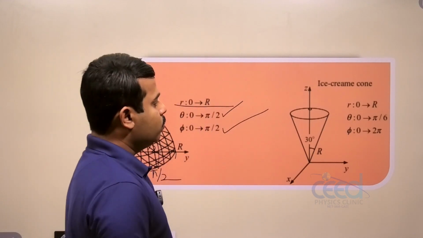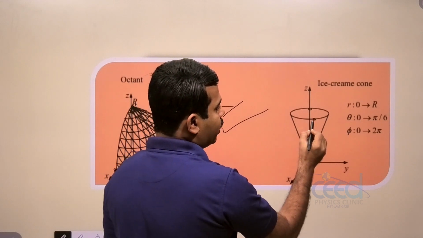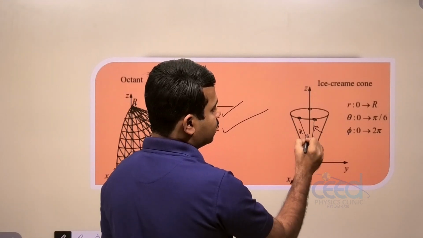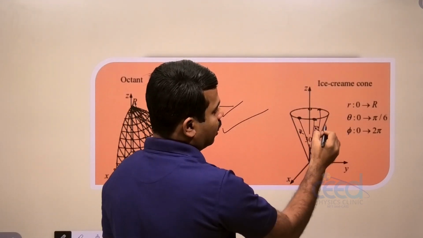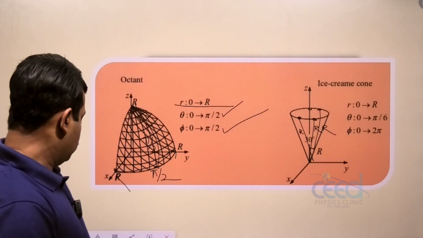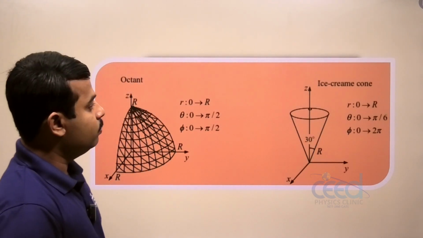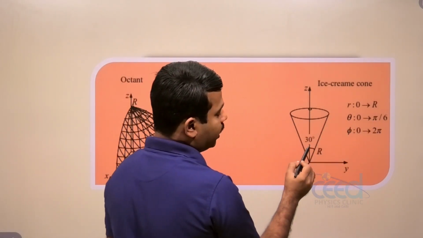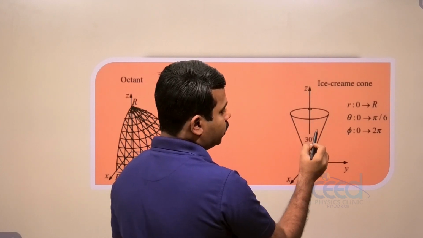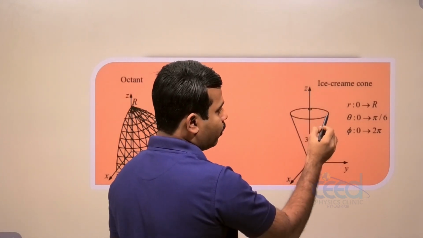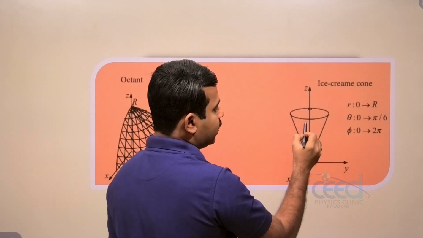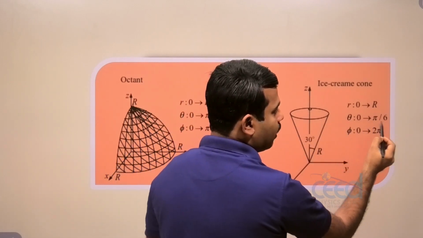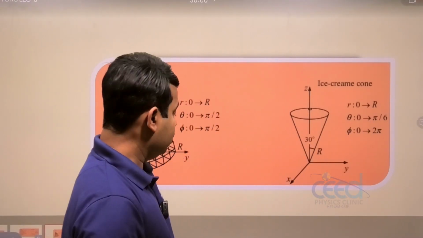Alright? Now this is a cone. Any point you take here, its distance from the origin is r, so the radius is varying from 0 to r. And theta, you take about this axis. For any point here, theta is the semi-vertical angle about this axis, that is 30 degrees, that is pi by 6.